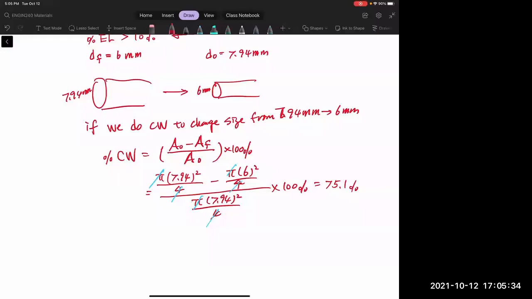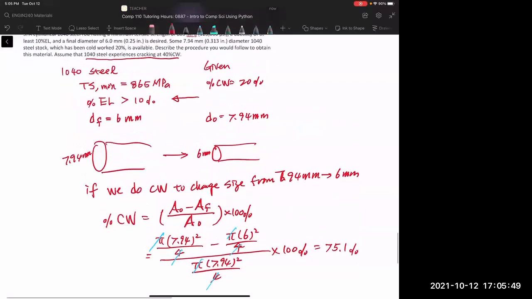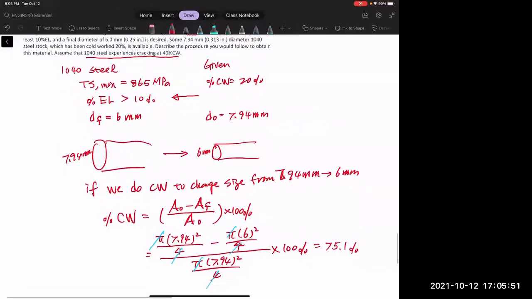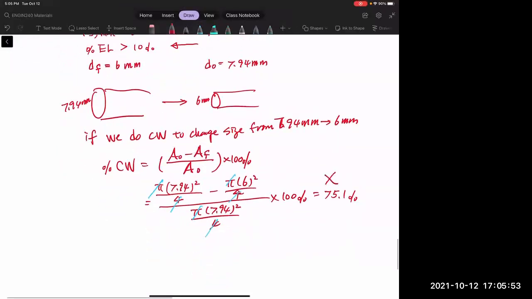What does that mean? That means if you simply do the cold work starting from 7.94 to 6 millimeter, you have to do 75% of the cold work. And the probability tells you, if you do more than 40%, it's going to break. That means you cannot do it in this way. It's not a possible way that you can create that, just simply doing one-time cold work.